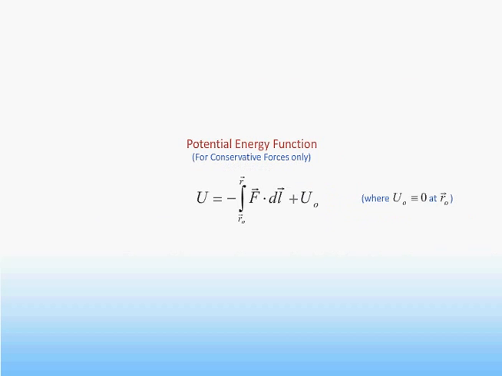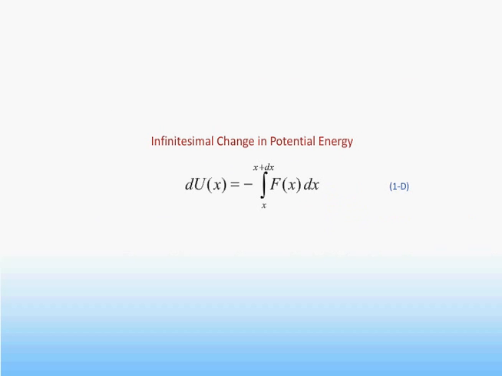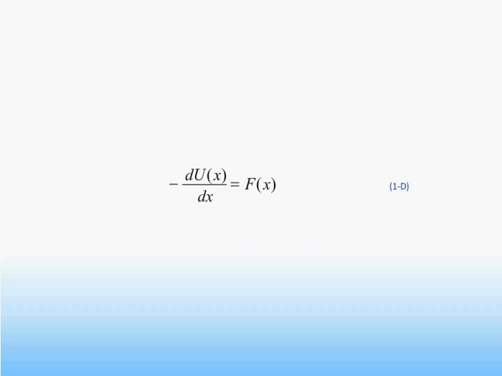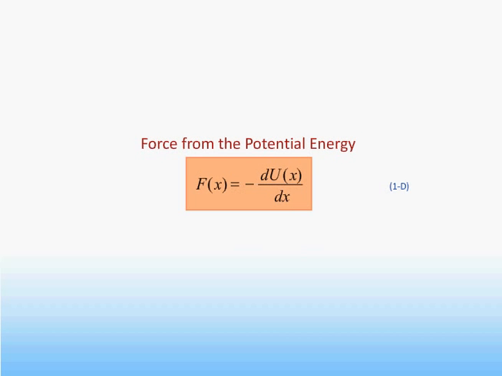To answer this question, let's consider the one-dimensional case. If we look at the work done by the force as the object moves from x to x plus dx, we see that the potential energy changes by an amount dU equal to minus F dx. Consequently, we see that the force acting on the object at a given point is just equal to minus the derivative of the potential energy function at that point. The force is a measure of how fast the potential energy is changing.